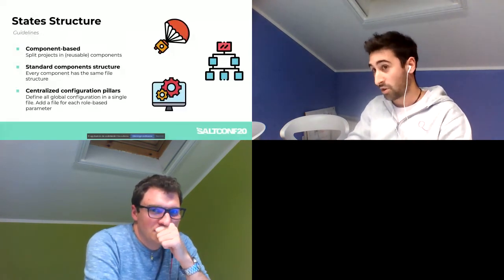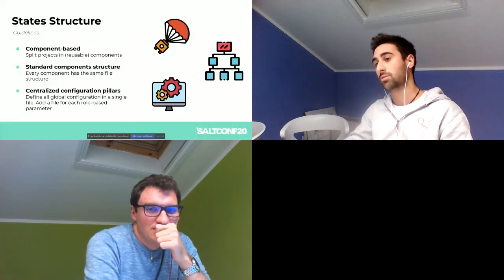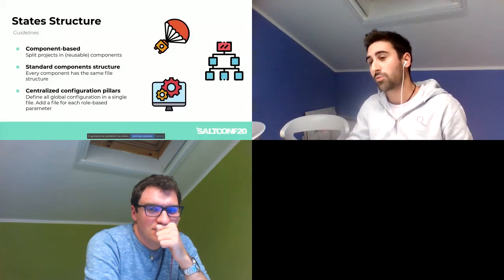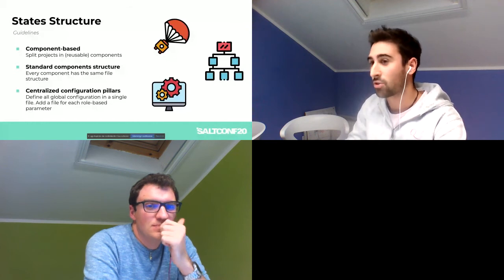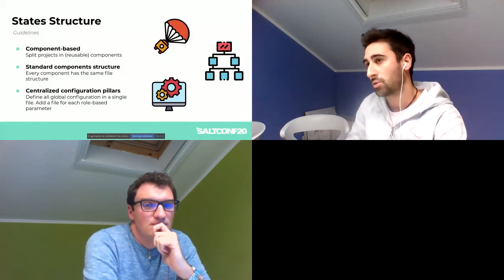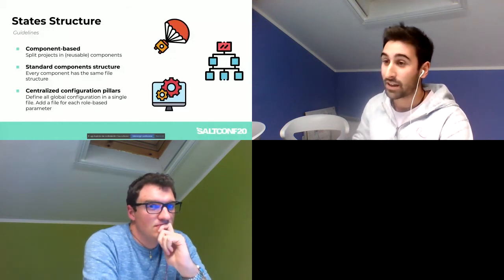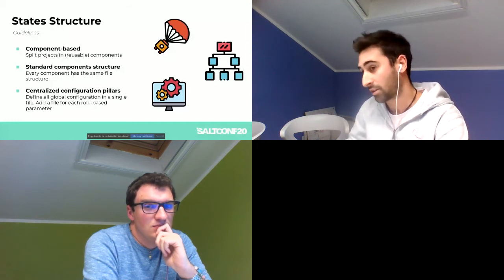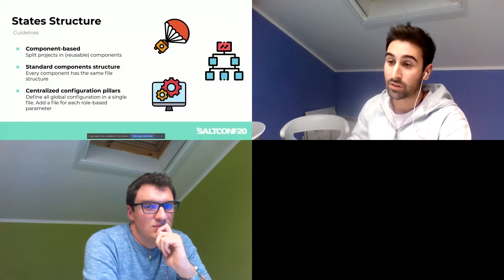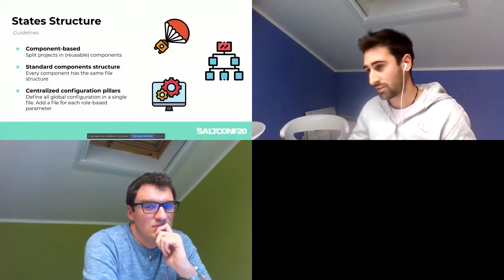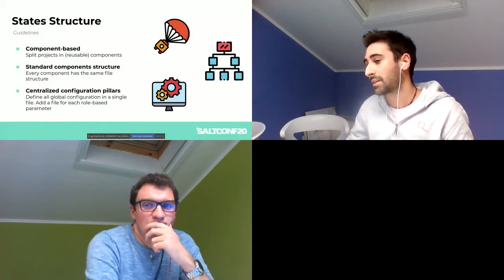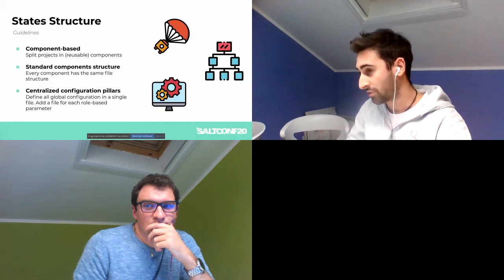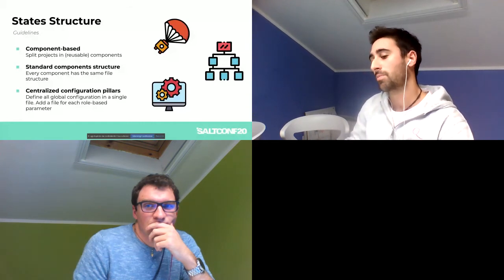The second main point of our custom practice is about the state structure. This point has three principles. First, we want to split our project into components. These components can be reused in more than one project. Each component has a standard structure and has the same identical files as other components. Finally, we want to centralize configuration pillars. Pillars are just variables that rely on the master and that minions can access. We want a centralized file with all the parameters of the project, plus a file for each role-based parameter.